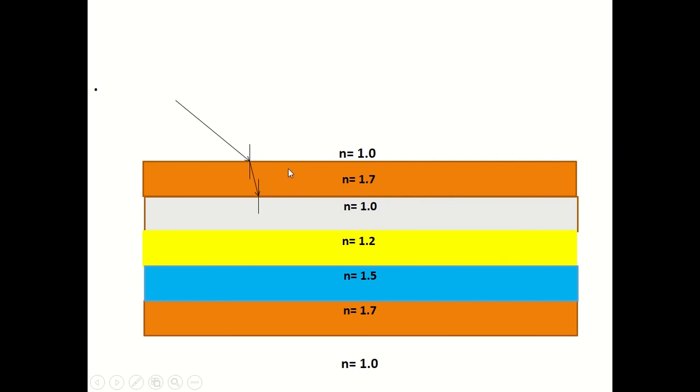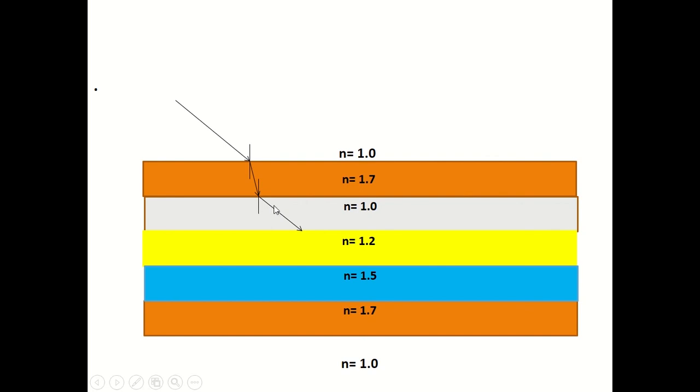It's going from more optically dense to less optically dense, so now we can see that it is going to go away from the normal. Again, I'm going to hypothetically use my pointer. If it went straight, it would go like that. If it went towards the normal, it would go that direction, but it is going away from the normal. So hopefully you're getting that idea.